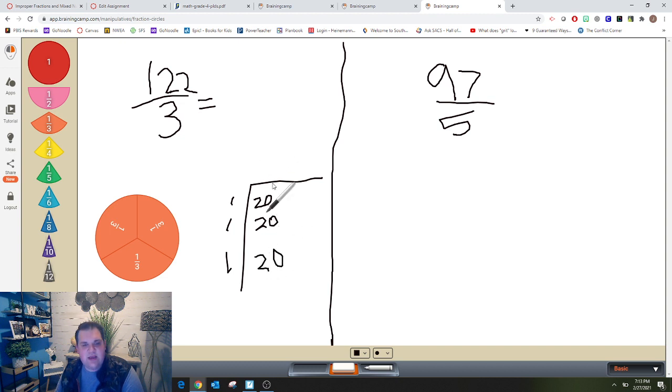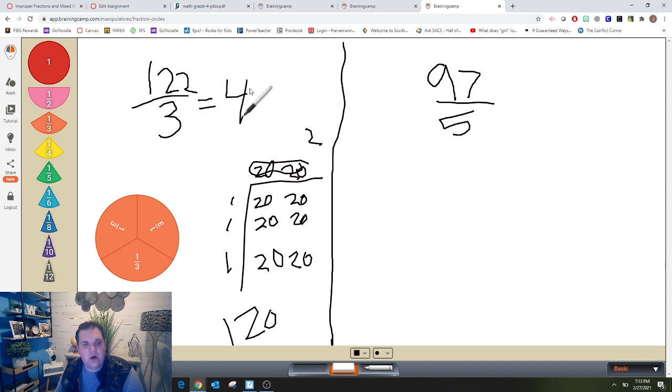And that takes me to 60, but I need to get to 122. So I'm going to do 20 more, because I'm doing 122 divided by 3, and that gets me to there's 60, there's 120. Now I have a remainder of two extra pieces, and here are my wholes. So 20 plus 20 is 40, so there's 40 wholes. And then there's two extra pieces, so those are the two pieces, and the denominator stays the same, thirds.